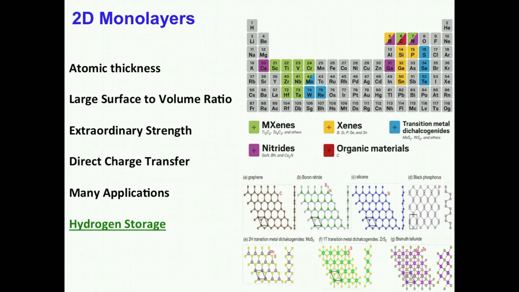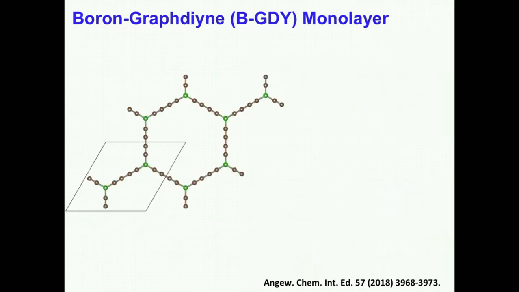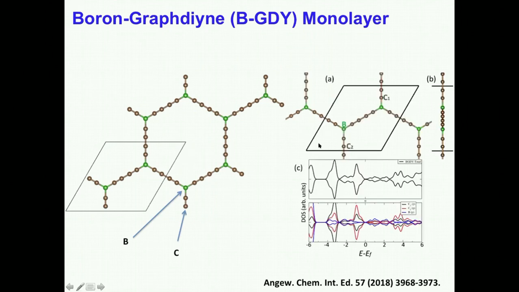So let's see the example of this 2D material that's called boron graphitide, very recently synthesized a couple of years ago. So it's a graphene-like material. These browns are carbon atoms and these greens are boron atoms. So unlike graphene, it has bigger pores, but it's absolutely flat like graphene. This has some different properties than graphene because graphene does not have a band gap, but here we have a band gap. So it's a semiconductor. Very strong with the big pores. And this could be used for hydrogen storage.